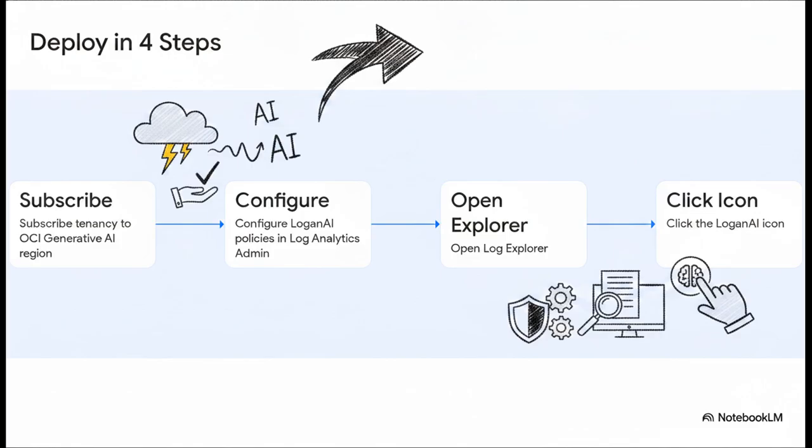And as for getting it running, it is literally 4 easy steps. Subscribe your tenancy to the OCI Generative AI region, configure your policies in Log Analytics Admin, open Log Explorer, and simply click the LoganAI icon. It's incredibly straightforward, meaning you can start leveraging those AI prompts almost instantly.